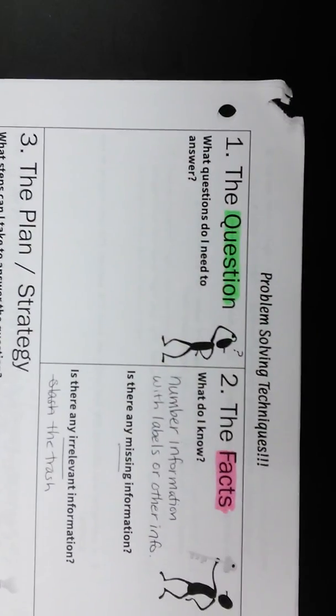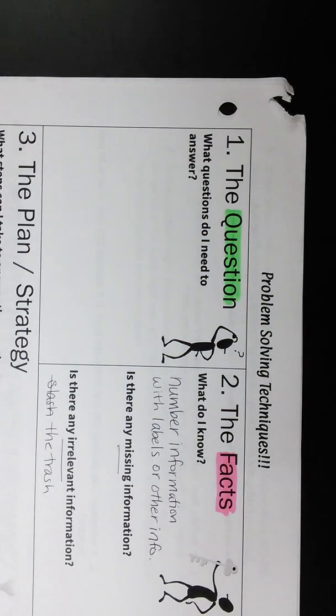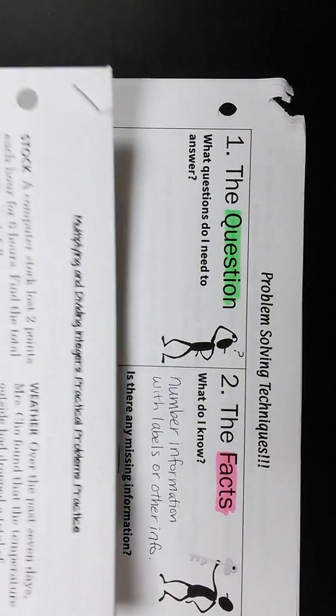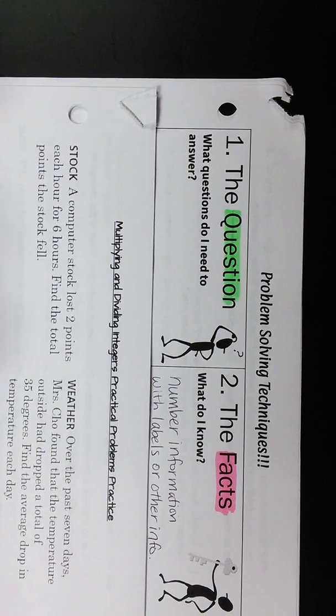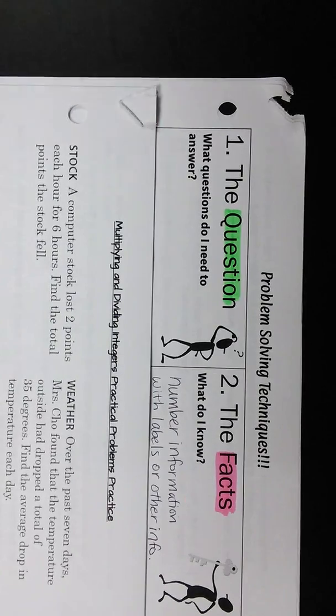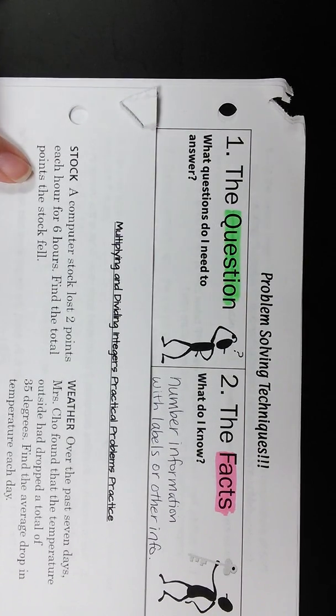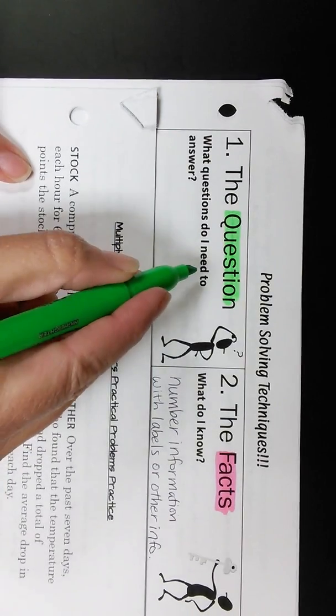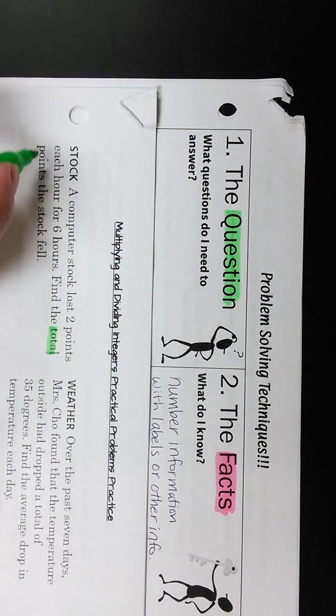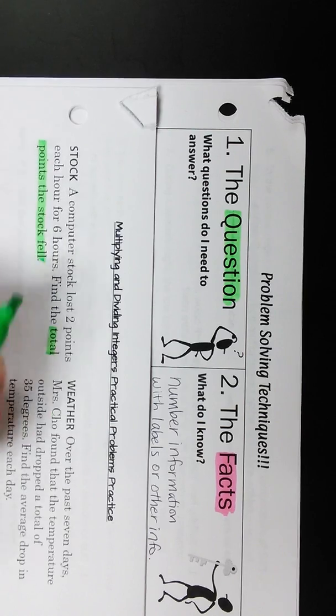All right, so let's look at our first example, our question. And this is from your homework packet. So we're going to look at this first one. The first thing that we're going to highlight is the question, but let's read the question first. A computer stock lost 2 points each hour for 6 hours. Find the total points the stock fell. So I'm going to highlight in my question color, total points the stock fell.